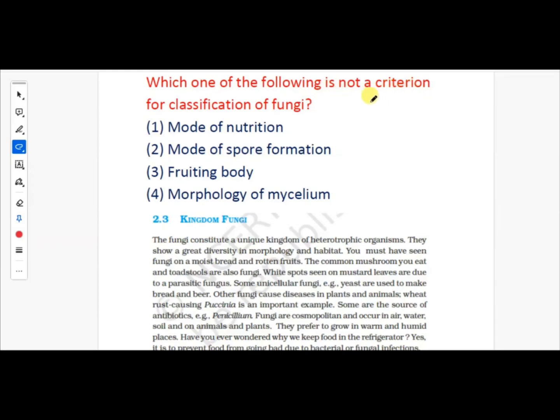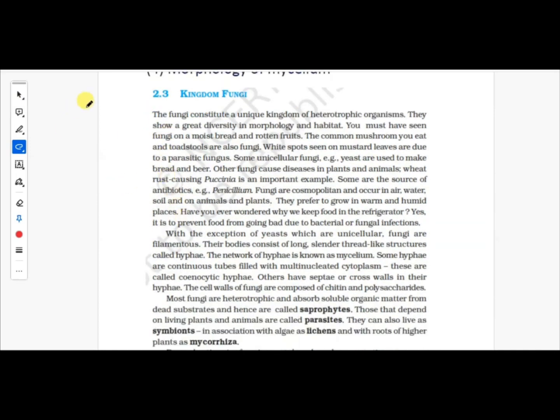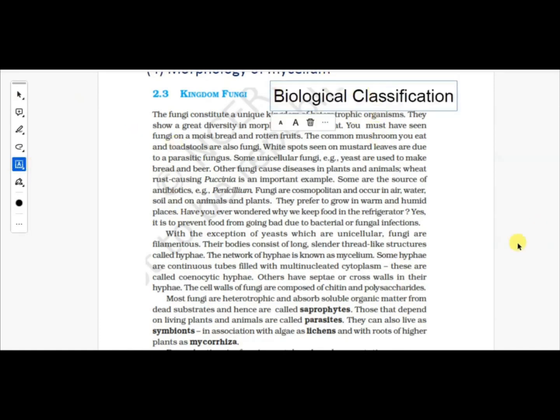Biology NEET 2024. Which of the following is not a criterion for classification of fungi? Option 1, mode of nutrition; mode of spore formation; fruiting body; morphology of mycelium. Hence option 1, mode of nutrition, is the answer. You can see the topic related to the kingdom fungi here, and this is from the chapter known as biological classification, chapter number 2 according to our NCERT.